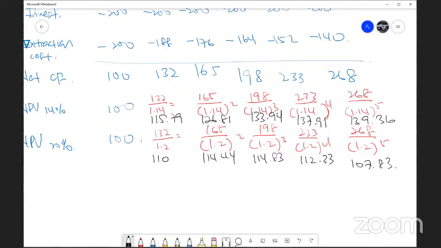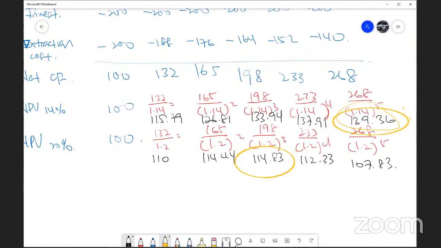Okay, so now they ask you, since you already calculated for 5 years, when should you invest if the cost of capital is 14%? So you want to find the one with the highest NPV. In this case, on NPV 14, the highest NPV will be on year 5. So you will start investing on year 5 or start operation on year 5. That will be the most profitable. If it's at 20%, the one that will give you the highest one will be at year 3.